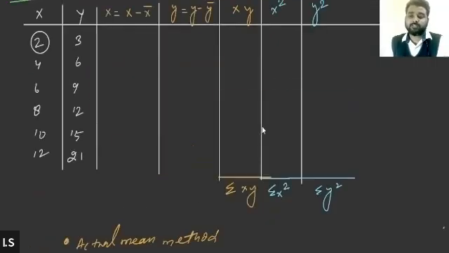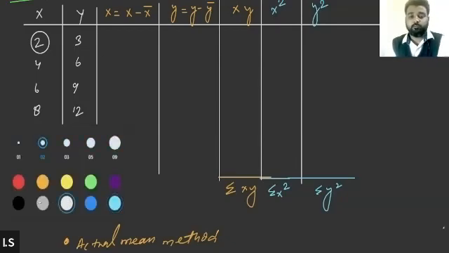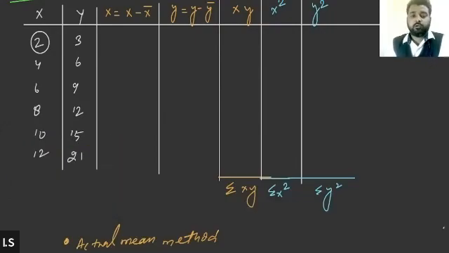So let's come back to the table, and now let's find out the deviation of X. So deviation of X equals X minus mean, that means 2 minus 7. 7 was the mean, right? And 2 is the item. So 2 minus 7 will be minus 5.